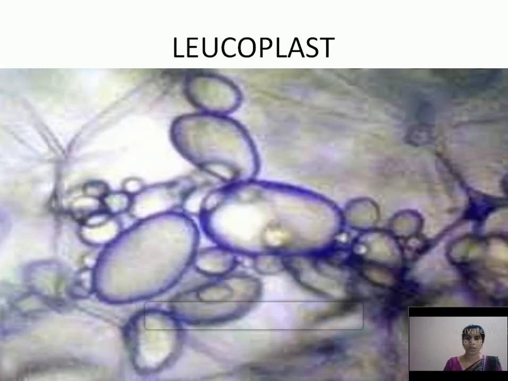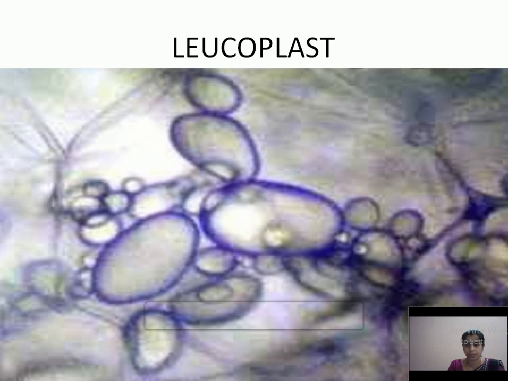And the next is leucoplast. See, this is the structure of leucoplast. This leucoplast has no color. It is a colorless plastid. So these are non-pigment plant cell organelles, which are colorless. These leucoplasts are mostly found in non-photosynthetic plant areas, and also in some types of algae and fungi.